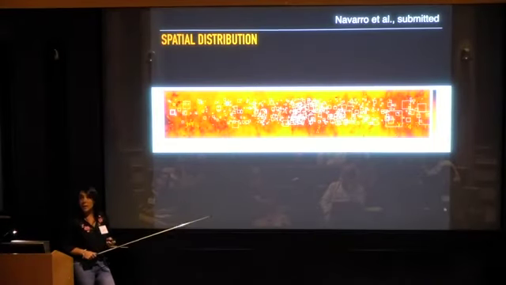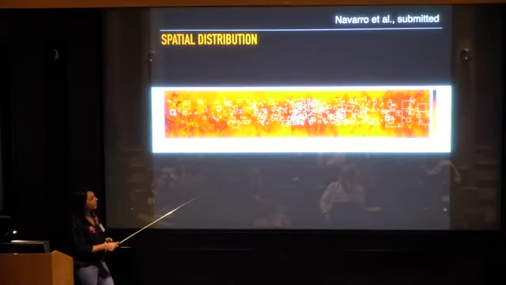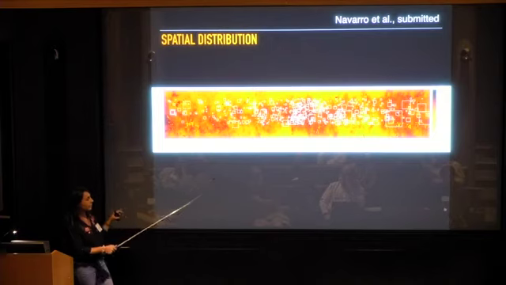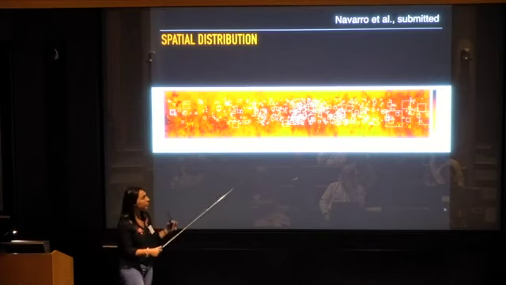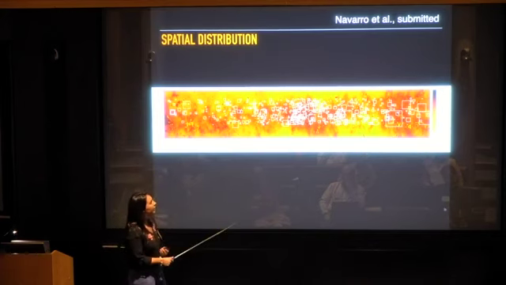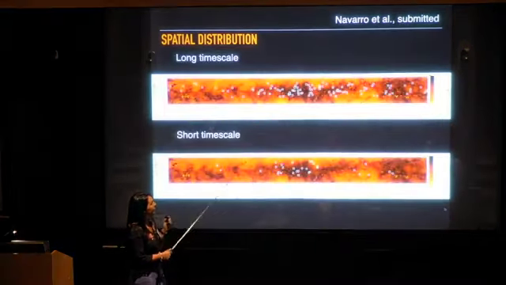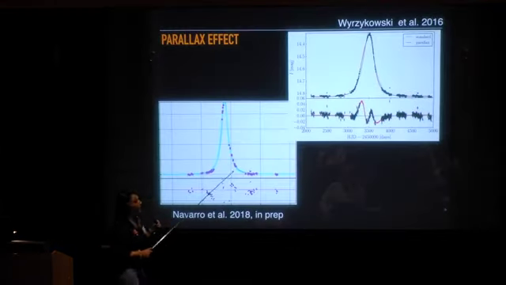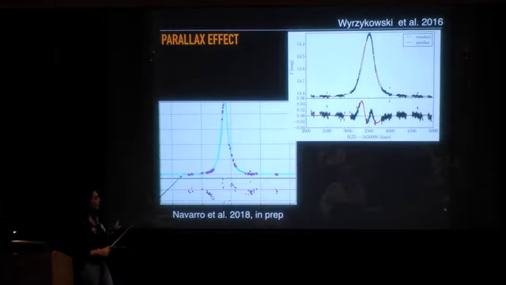So then the spatial distribution, you can see again the same plot like that before, but these are the complete sample, and the squares are related to the time scale. So the biggest squares are longer time scale events. I will skip this because it's not important. And we found also some long time scale events showing parallax.